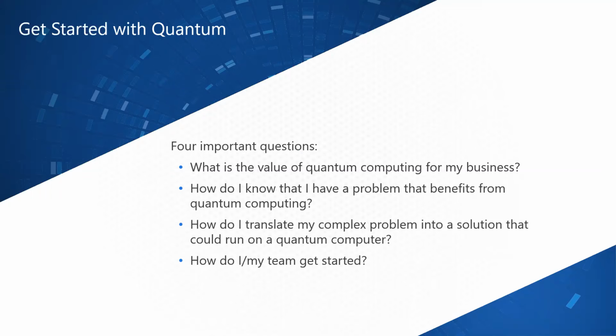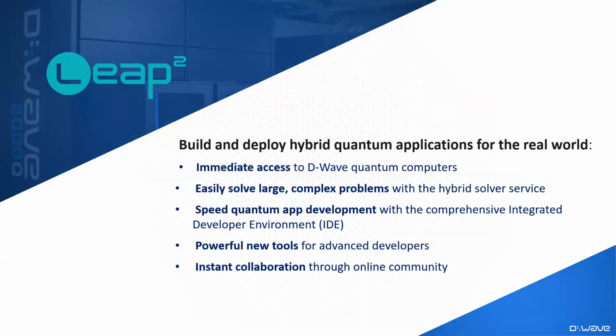If we are able to see that applications are getting built in that domain, how do we translate our complex problems into solutions and also get started ourselves as developers? Or if we have teams working with us who need to be able to leverage the technology, how do we get them started? The Leap design and the features in Leap2 are all intended to provide value in answering these questions, providing the resources and the access and tools needed in order to be able to achieve these results in our application development. So we're providing immediate access to D-Wave quantum computers with real-time responses.